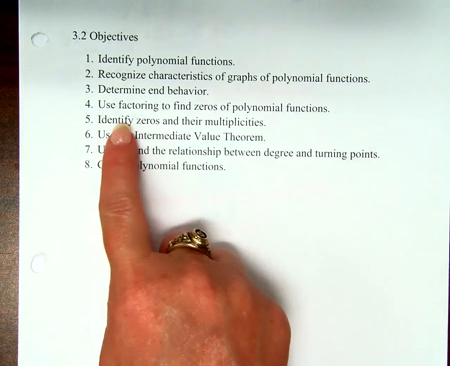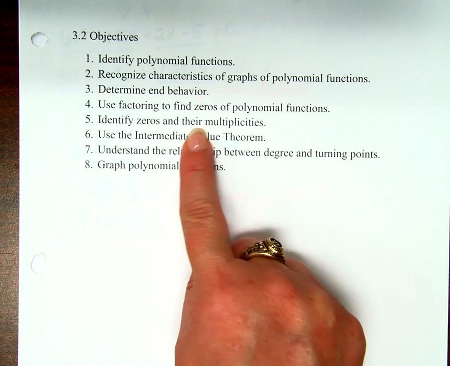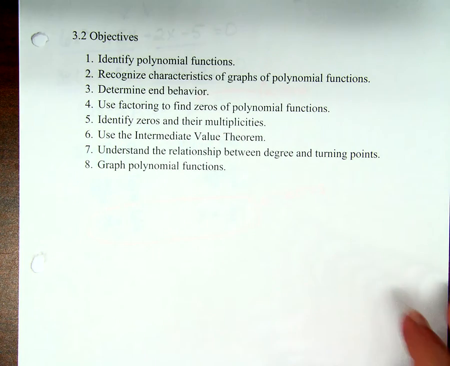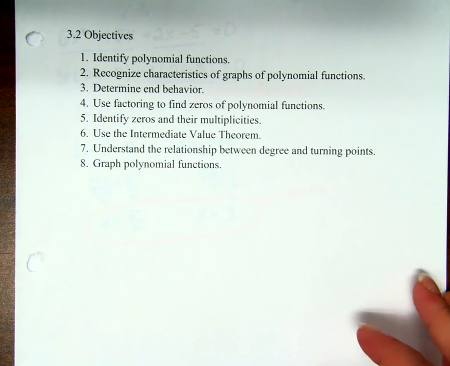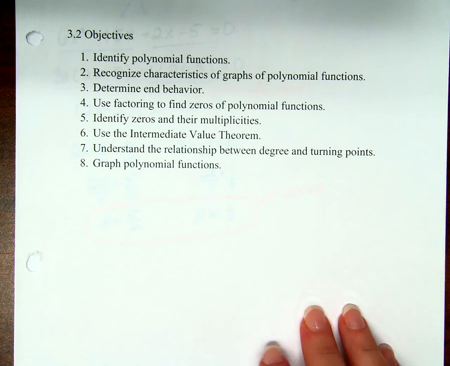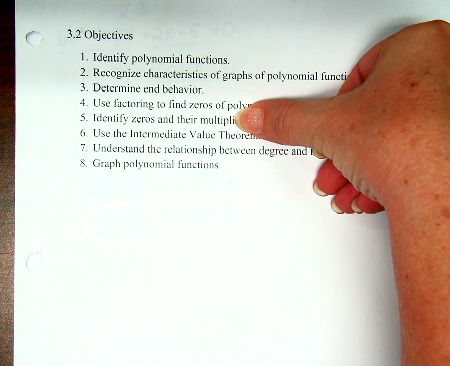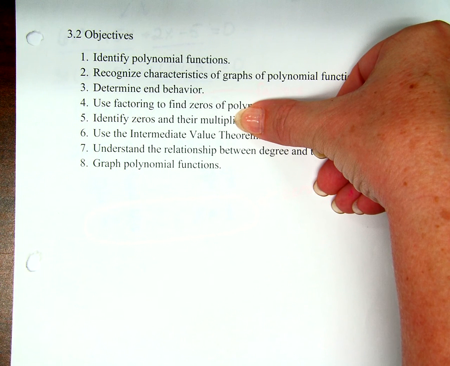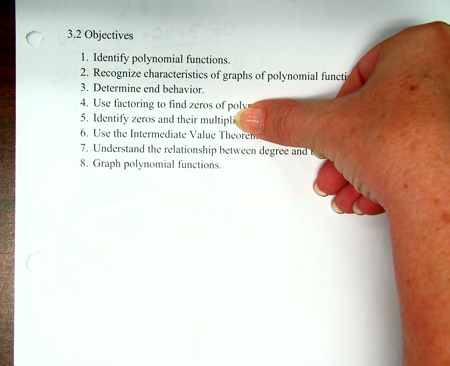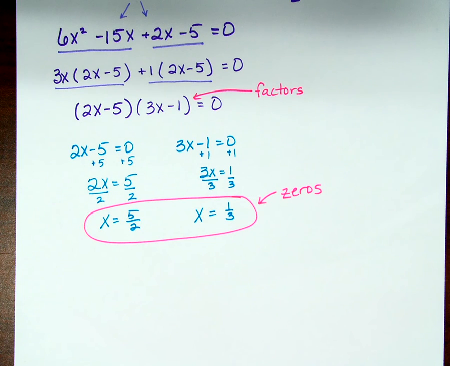Next objective is identifying zeros and their multiplicities. Have you ever heard of that word before? Probably not, right? Do you think you could figure out what it meant? What does that word kind of mean? Maybe multiply. What about multiple? That means more than one of something, right?